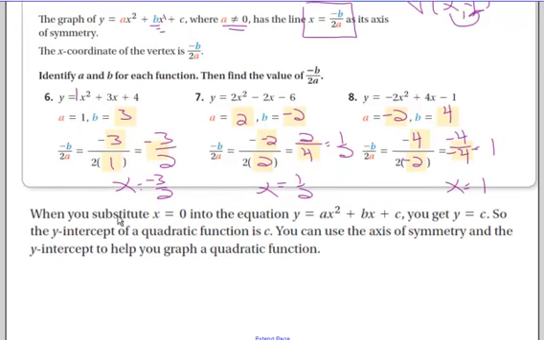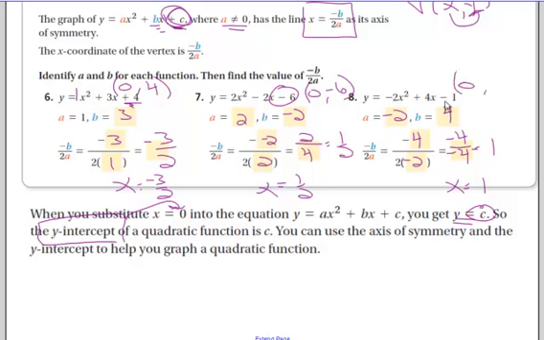Alright, last thing we have on this page: when you substitute 0 in for x into the equation, you get y equals c. So the y-intercept, that means you plugged x equals 0 into the equation, you're just going to get that c value on the end, which we see way up here. So we can also list on all of these, 0 is paired with 4. Here's my 4. 0 is paired with negative 6. The sign's going to stay with it. And 0 over here is paired with negative 1.